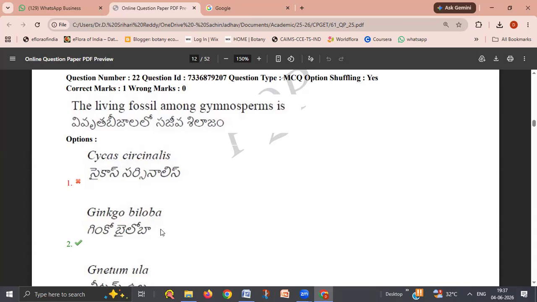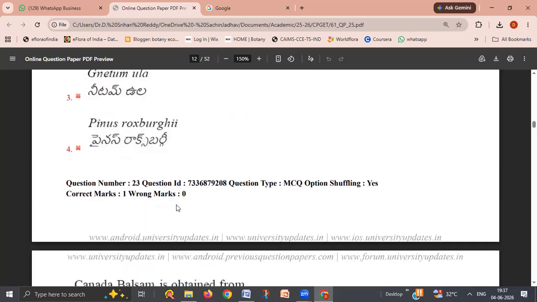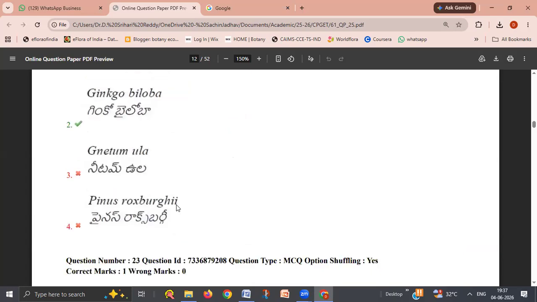One of the striking features is that ginkgo has not undergone any structural modification even after several million years. The structure is conserved, or evolutionarily it is not modified. It is similar to the extinct forms, so it is called a living fossil. So next, ginkgo is the living fossil that you should remember.